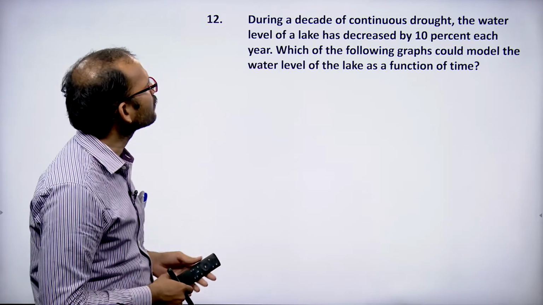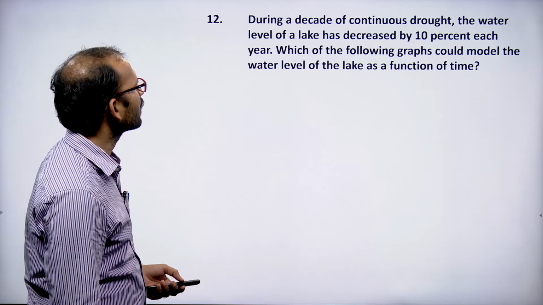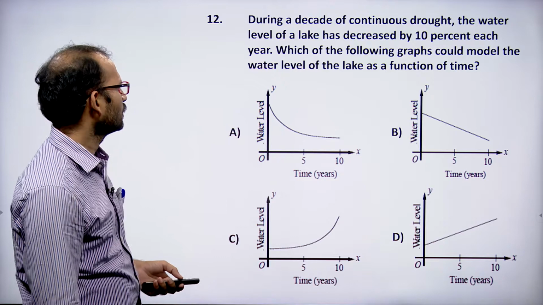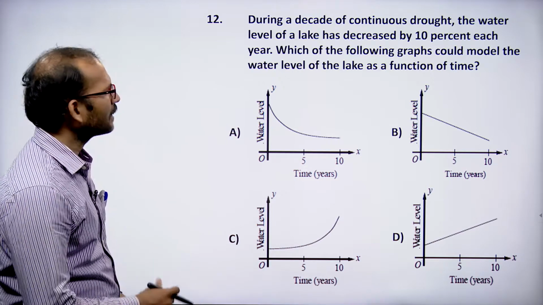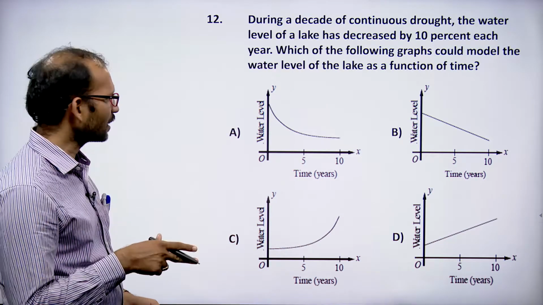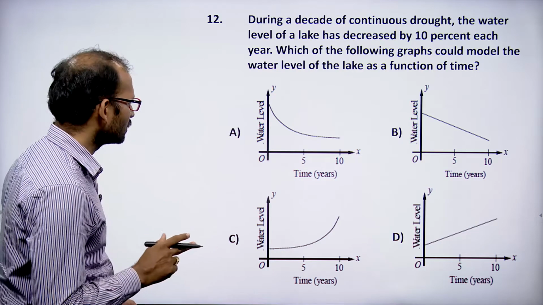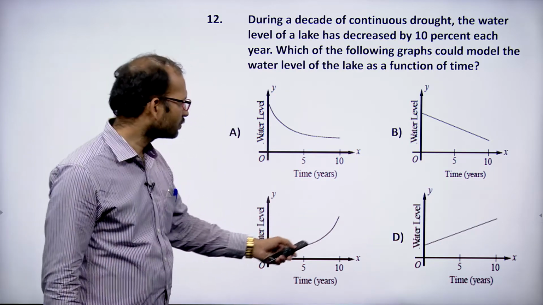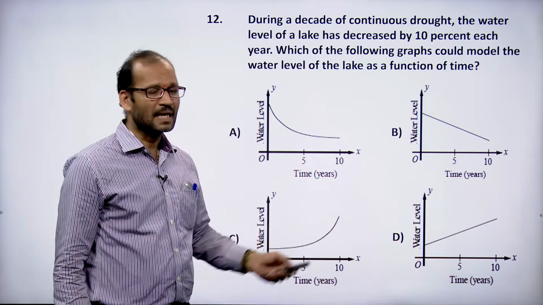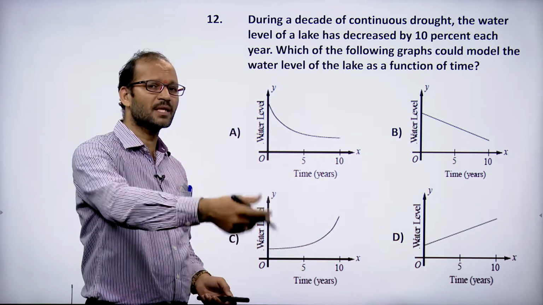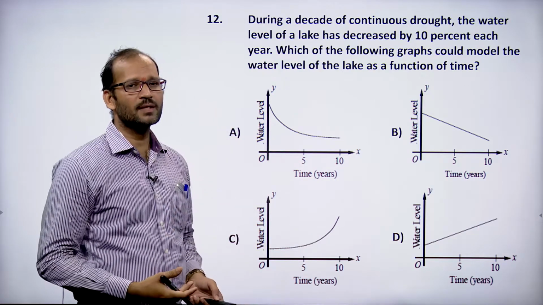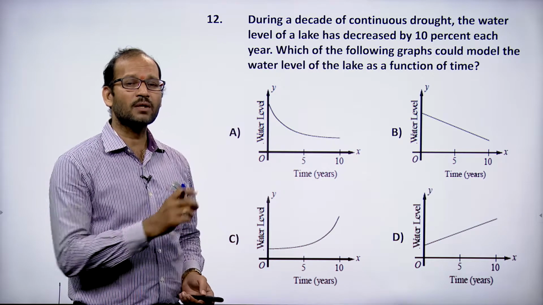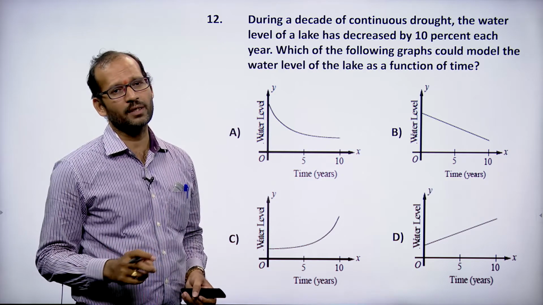Which of the following graphs could model the water level of the lake as a function of time? Okay, now see, is it decreasing or increasing? Decreasing, right? So we have to go for a decreasing graph. You see it is an increasing function, right? It is an increasing graph. And second thing, every year 10% is decreasing on whatever the water level is there at the end of the year. That means it is not a linear decay or linear growth.